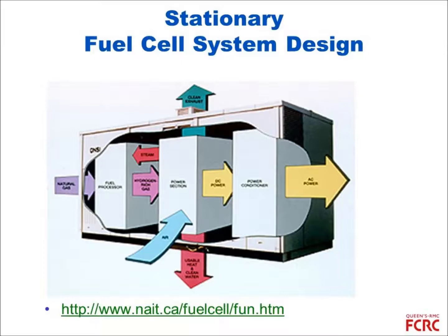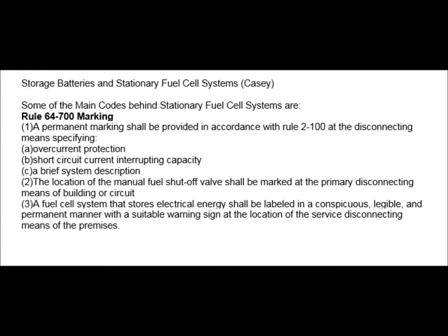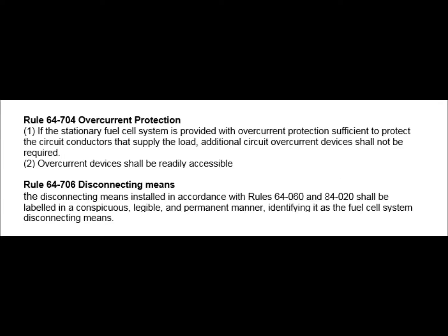Some of the main codes behind stationary fuel cell systems are Rule 64-700, marking, stating that a permanent marking shall be provided in accordance with Rule 2-100 at the disconnecting means, specifying the overcurrent protection, short circuit current interrupting capacity, and a brief system description. According to Rule 64-704, overcurrent protection, if the stationary fuel cell system is provided with overcurrent protection sufficient to protect the circuit conductors that supply the load, additional circuit overcurrent devices shall not be required.